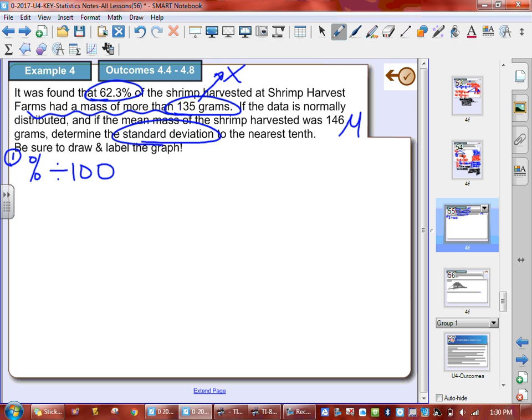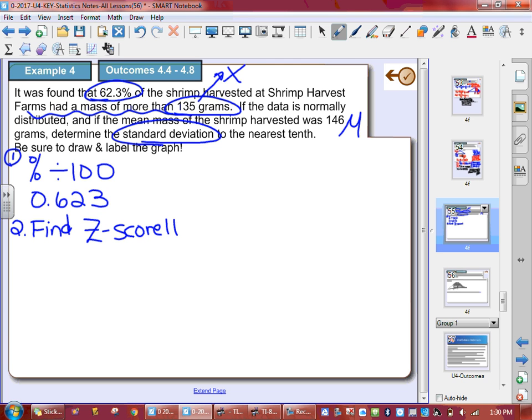The next step we need to do is find the z-score. The minute I have a probability number, I can find z-score numbers from -5 to +5. So I need to find the z-score number. In order to do that, I use inverse norm. Second bar is number 3. And we have inverse norm. And we put in our numbers: 0.623, comma 0, comma 1.